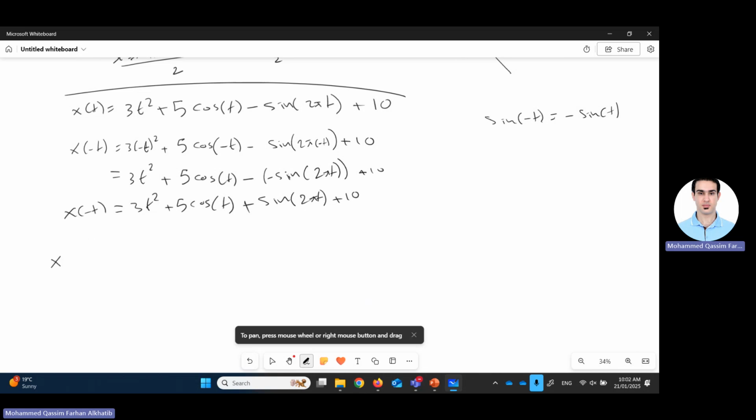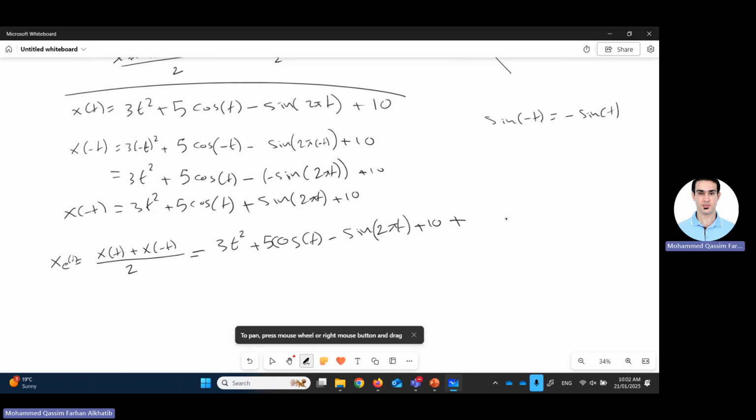All right, now x even of t equals x of t plus x of negative t over 2. So we'll copy x of t as it is. I have 3t squared plus 5 cosine of t minus sine 2 pi t plus 10.